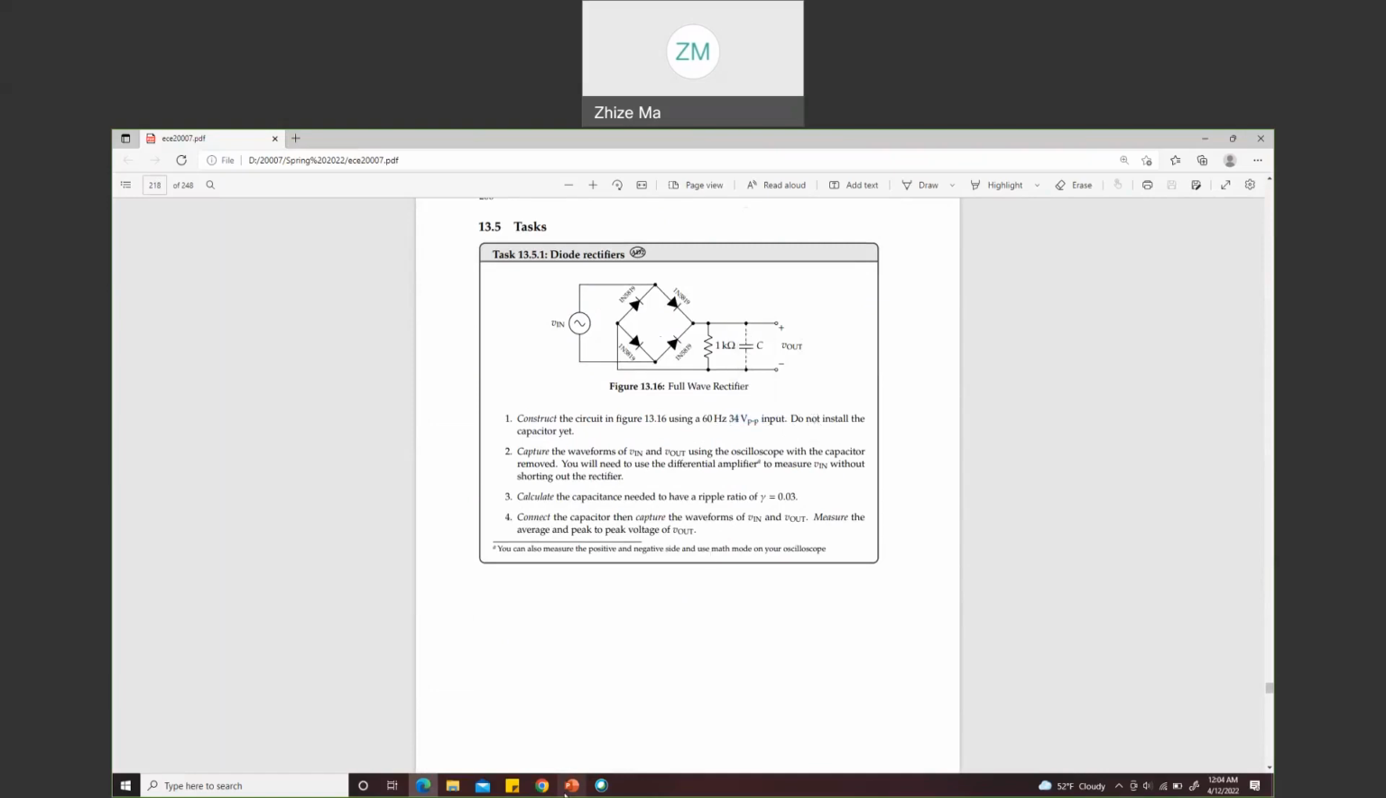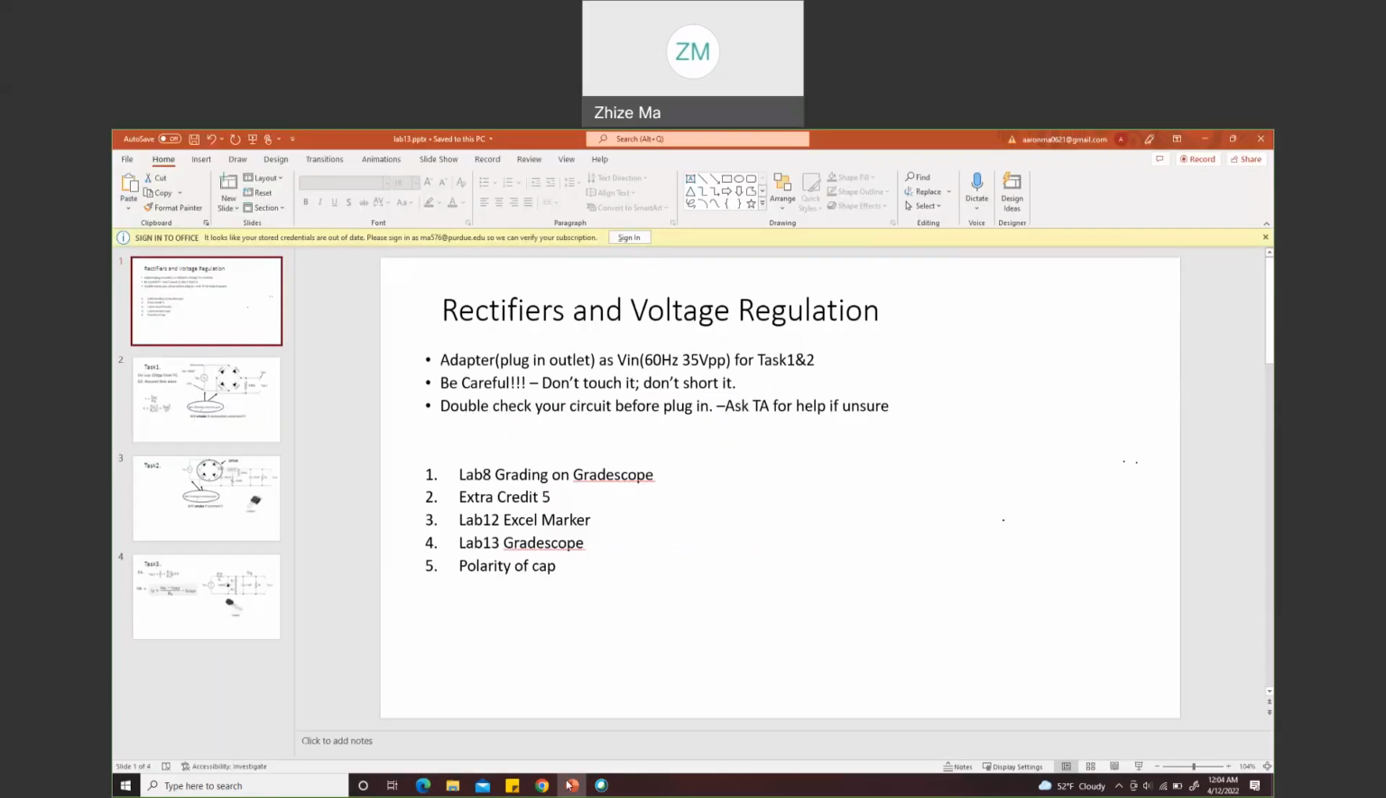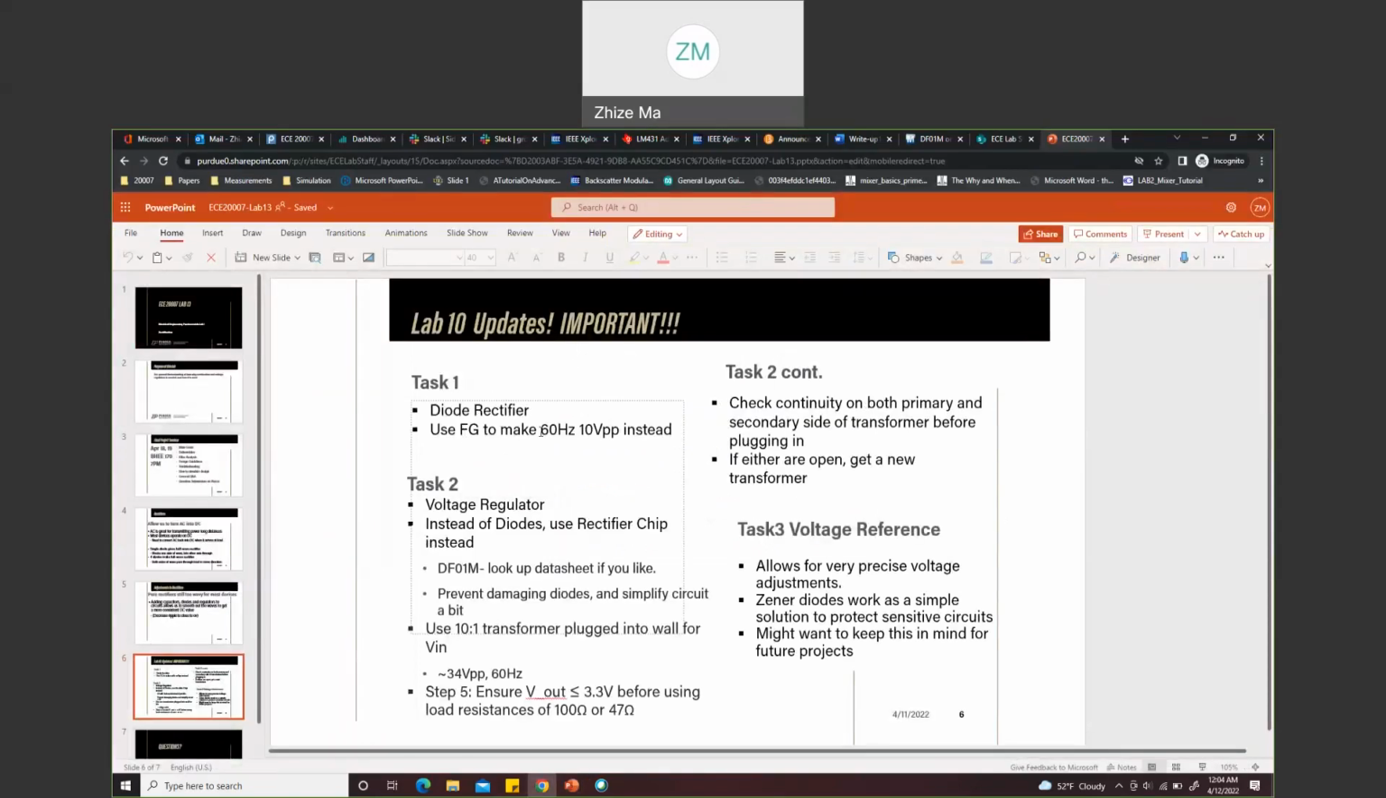this semester we are going to use the function generator to make a 16 Hz, 10 volt peak-to-peak signal. So that will not be over the limit of the diode. In case students build the circuit incorrectly, hopefully they're not going to break the diode. Okay, so that's task 1.